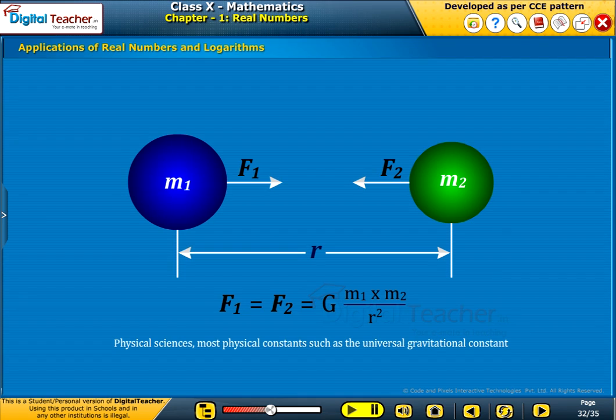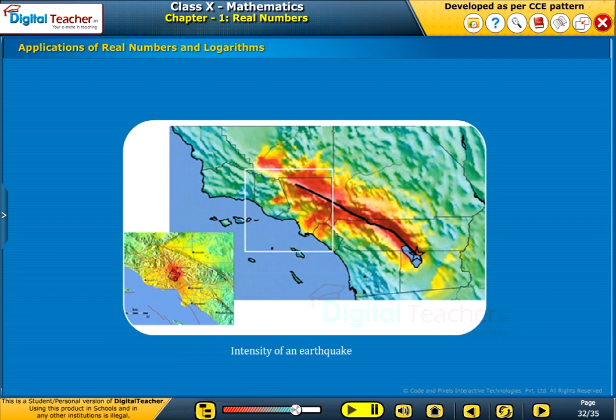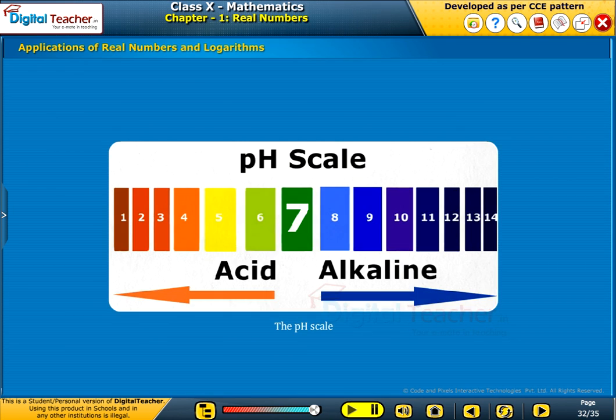In the physical sciences, most physical constants such as the universal gravitational constant and physical variables such as position, mass, speed, and electric charge are modeled using real numbers. The intensity of earthquake is determined by using logarithms. An instrument called the Richter scale is used to determine this intensity. Measuring acidity using the pH scale or concentration of ions involves logarithms.